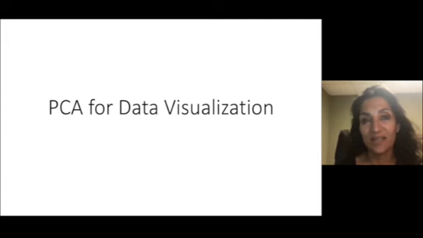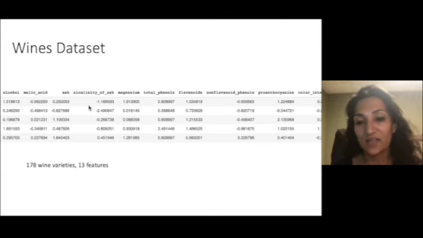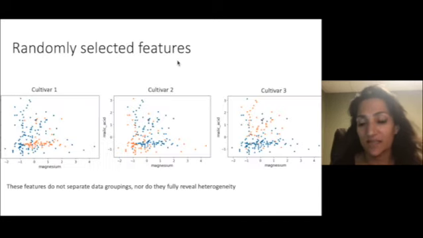Hello again. Today we'll be talking about PCA for visualization and data exploration. Recall the wines dataset, which contained 178 wine varieties and 13 features measured on them via chemical analysis.